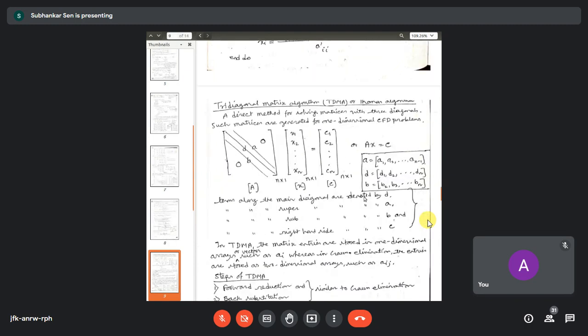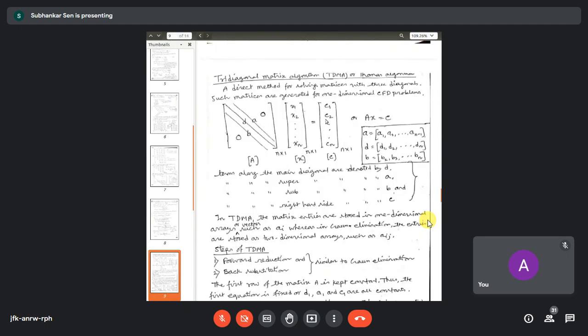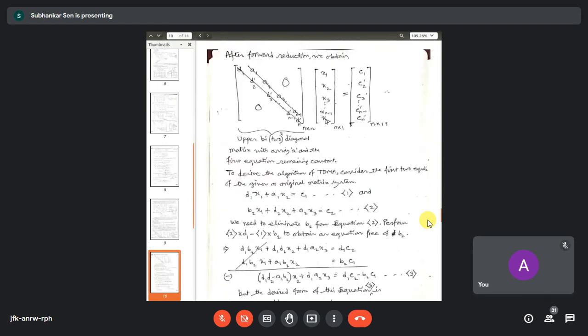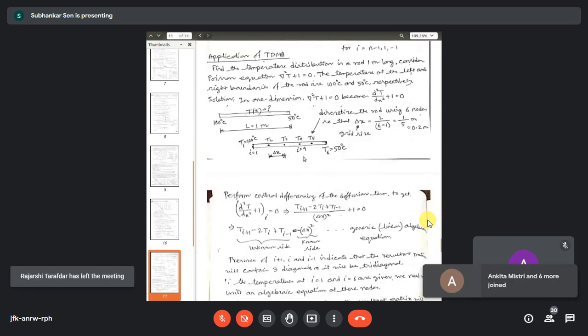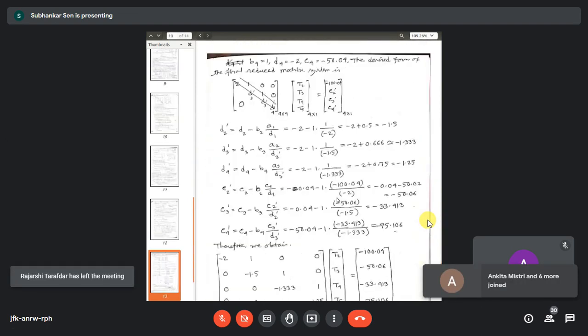So let us stop here today. In tomorrow's class, we shall discuss the derivation of the Thomas algorithm. This is a simple version of Gauss elimination, and then we shall solve one problem. One problem is here.